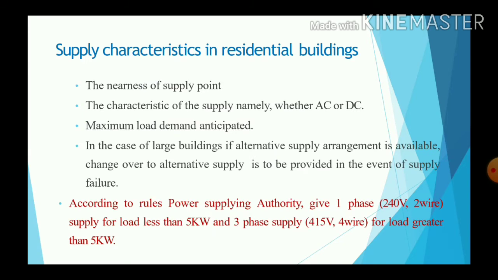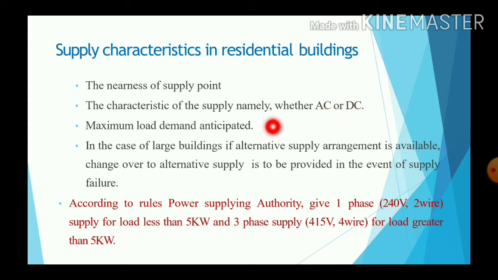First, move on to supply characteristics in residential building. In connection with a new building, the following aspects are to be considered to bring an electric supply to premises. First is the nearness of the supply point and the position of the building where the service cable is required to terminate. Second is the characteristics of supply, namely whether AC or DC. If it is AC supply, the number of phases, voltage levels and power rating of equipments and accessories. And if it is DC, the number of wires and voltage.